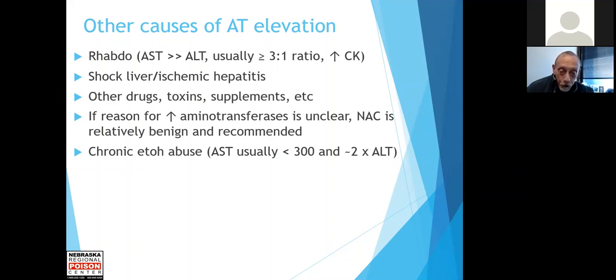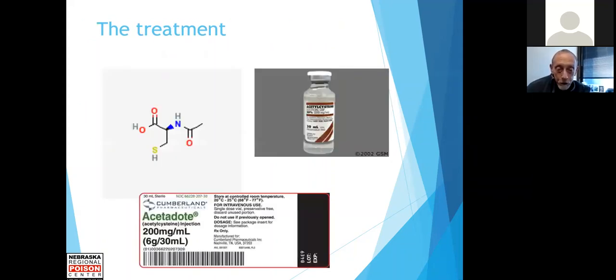Alcohol use disorder, that's a possibility, but the AST is only going to be so high, typically up to about 300, and it's usually going to be about 2 to 2.5 times the ALT. So if it doesn't fit that pattern, I'd be hesitant to attribute it to that.